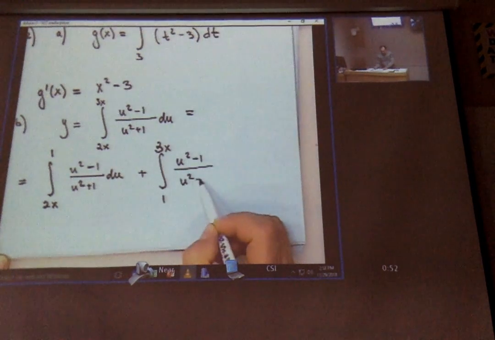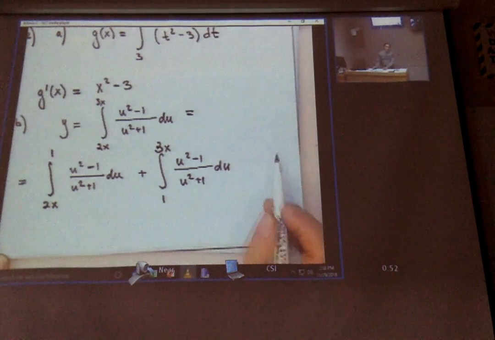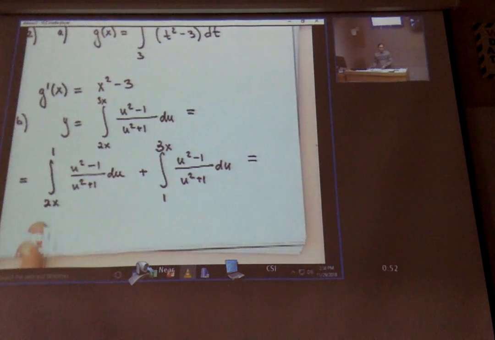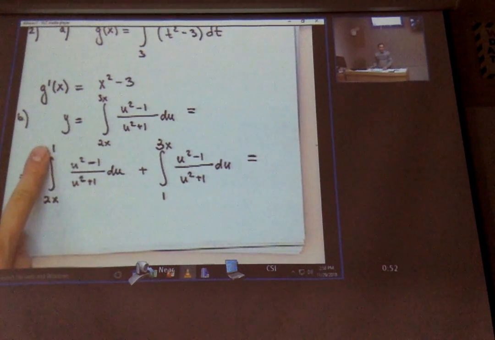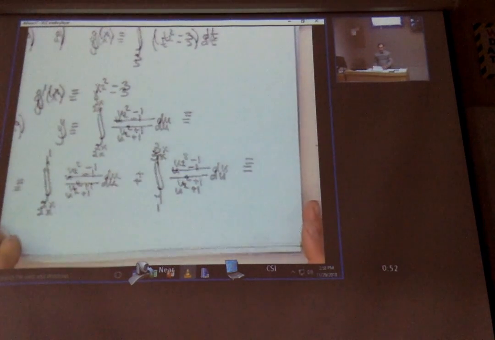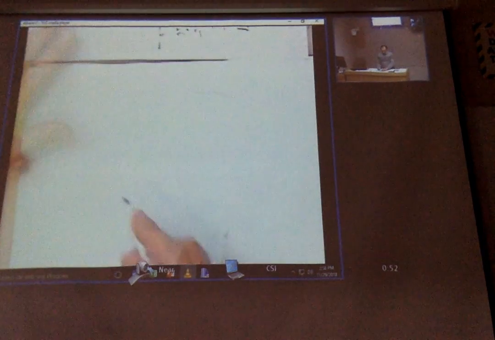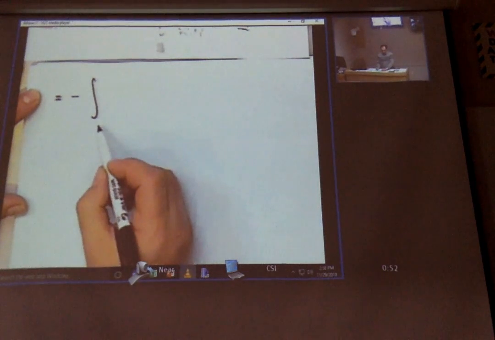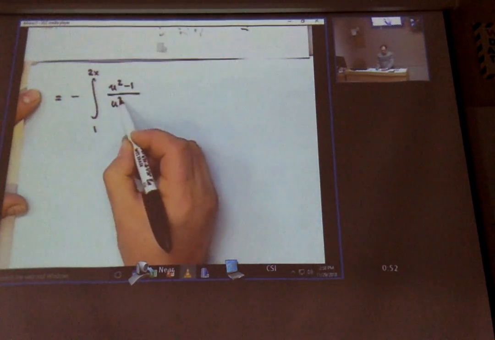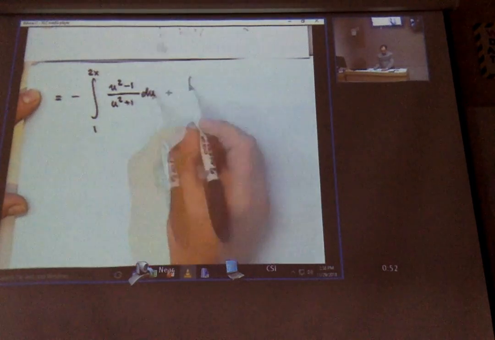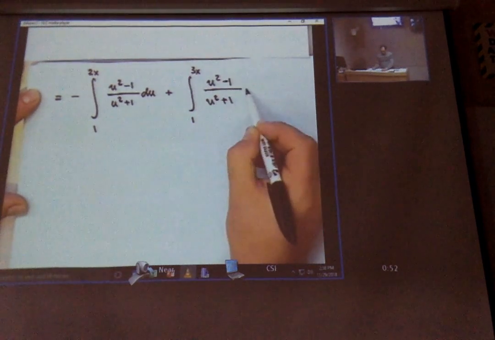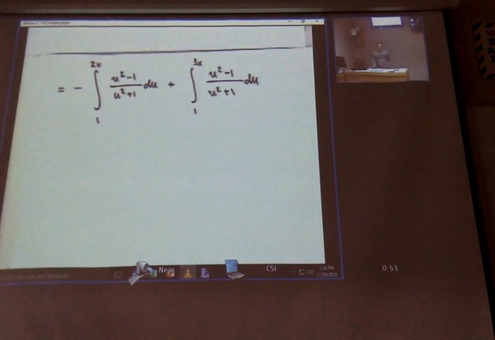So again, we're not finding the derivative yet. We're just splitting, fixing. Now I have another problem with the first one, because 1 is on the top, as a number. It has to be on the bottom, and we know how to fix that. How do we fix that? Right, we put the negative sign, so you get the integral from 1 to 2x of (u squared minus 1) over (u squared plus 1) du, and the other one will stay. Looks good. And only now you can take the derivative.